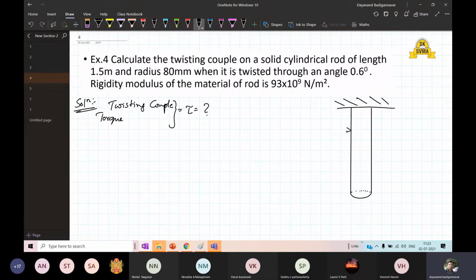What is the radius that is given? They have not given the diameter, they have given the radius r, which is 80 mm. Length is 1.5 meter. It is twisted through an angle of 0.6 degrees, not 60. I can show the radius of the wire here. This is the axis of the wire, and this gives you the radius r. Now you can easily make it out. The length is also given.